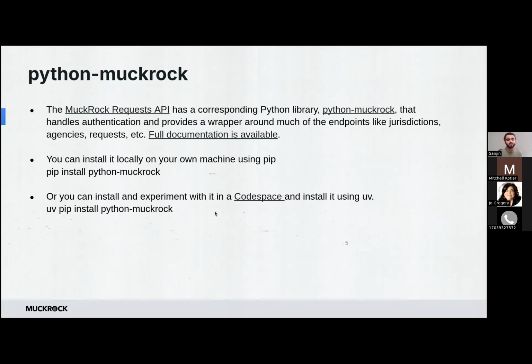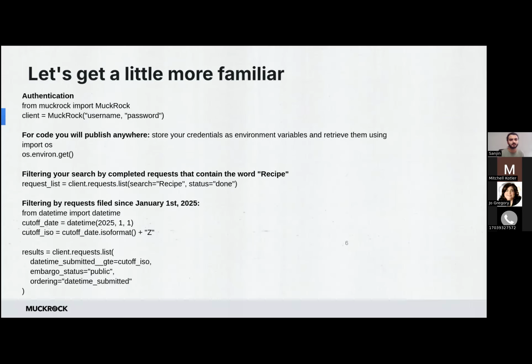It already does come pre-installed on the code space, so you don't have to run the install command. So if you're on the code space, Python MuckRock is already there. You can get started with the authentication and starting out with some requests. So let's get a little more familiar.